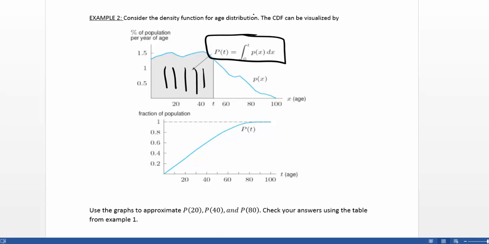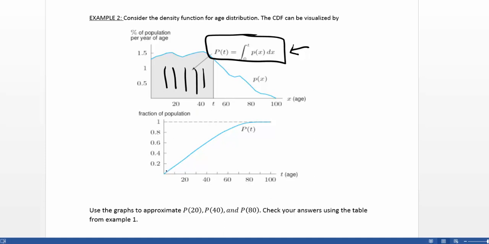And that is all the area accumulated from the starting point up until t. So we have our histogram, and the area under the curve from the starting point until t is what we use for our CDF representation in our picture here. And we know we can get that by integrating our density function. Now, when we graph our CDF, we're graphing the percentage of the population that is less than or equal to a particular age.